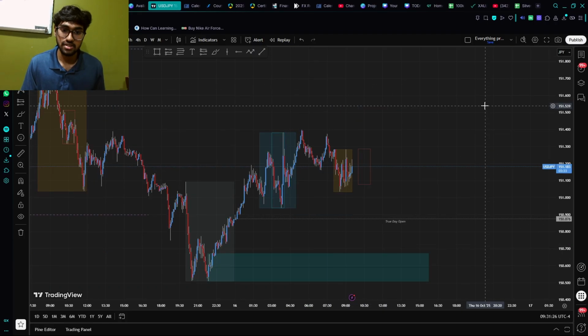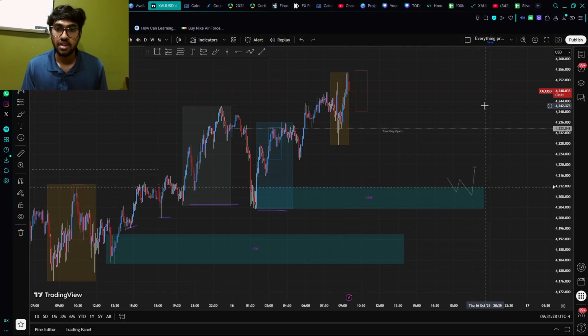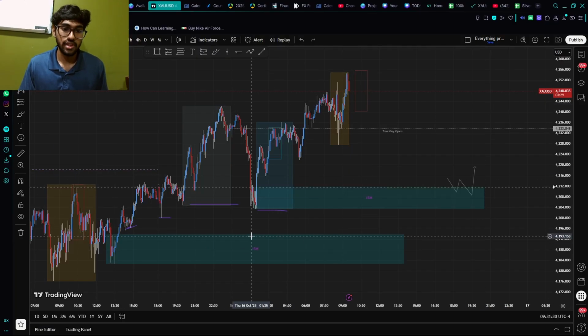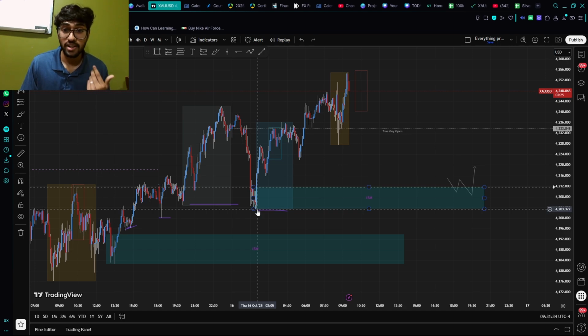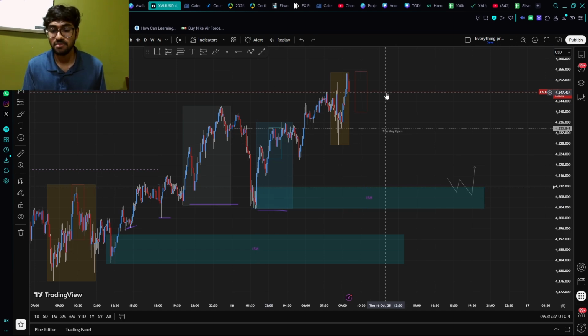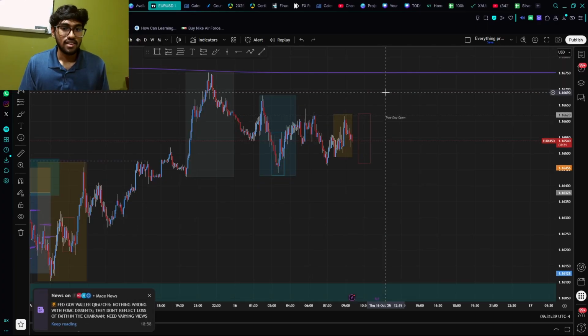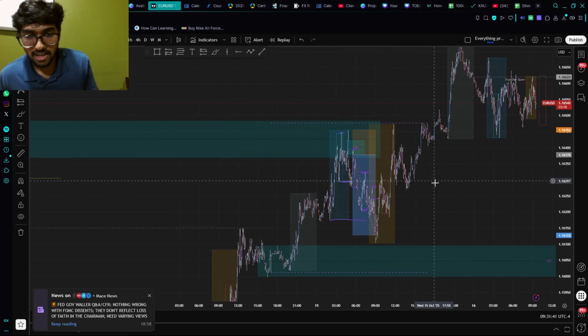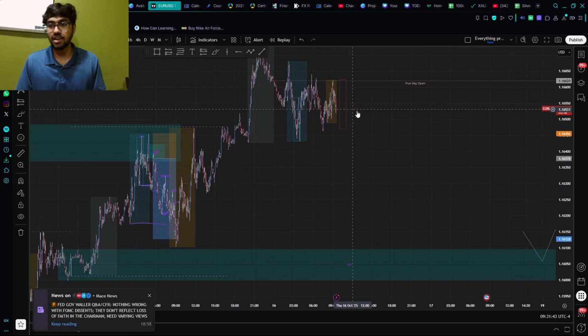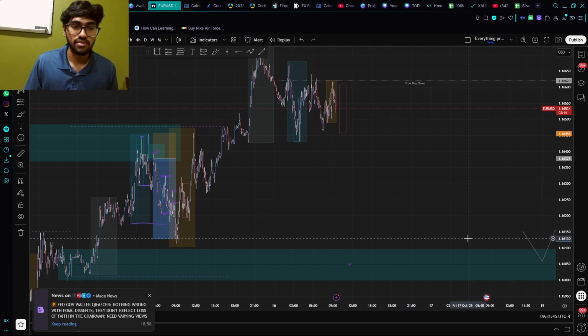USD JPY, I've marked a zone. Still not yet come. Gold, marked the zone all the way in the morning, did not respect, came up all the way to the bottom till here and then gone back up. Euro USD, we're back at Euro USD. I marked out a zone today. We still are ranging much higher than that, waiting for the price to come down.